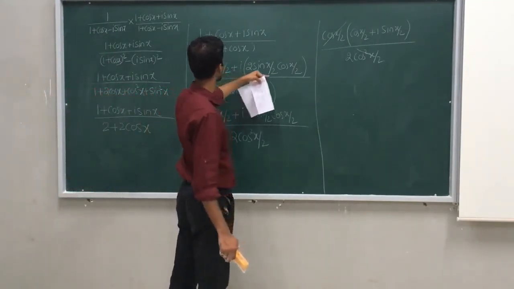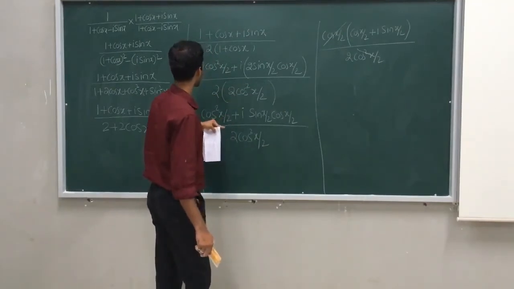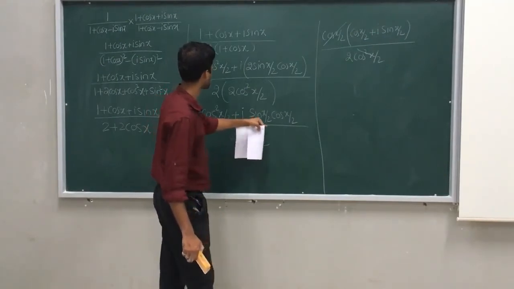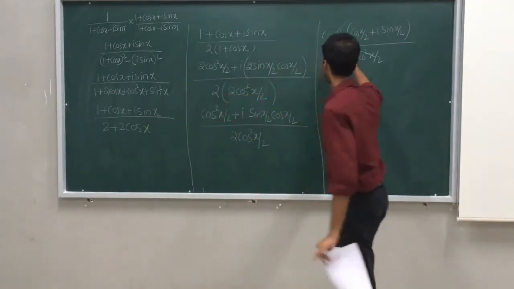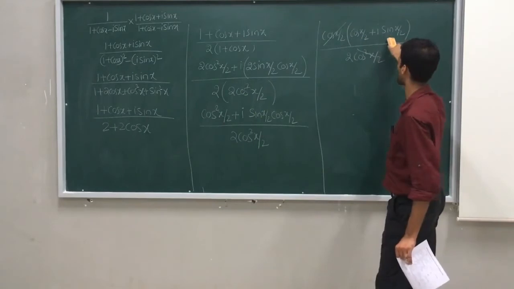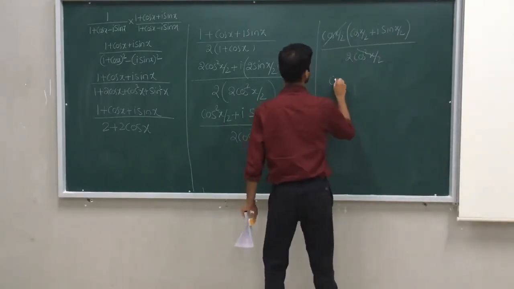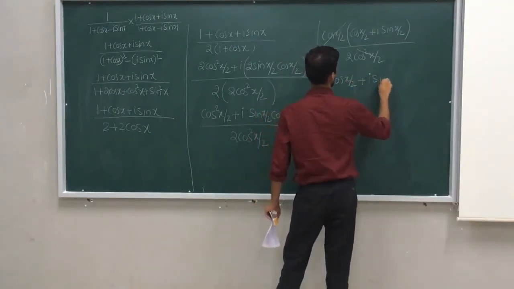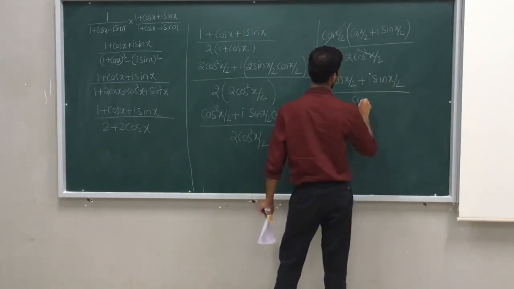I times 2 sin x by 2 cos x by 2. Nothing is common. 2 cos square x by 2. So cos square x by 2 plus I times sin x by 2 cos x by 2. The 2 is cancelled already. 2 cos square x by 2, correct only. If you take cos x by 2 common, that is cos x by 2 plus I sin x by 2. Correct. So now you are left with cos x by 2 plus I sin x by 2, divided by cos x by 2.